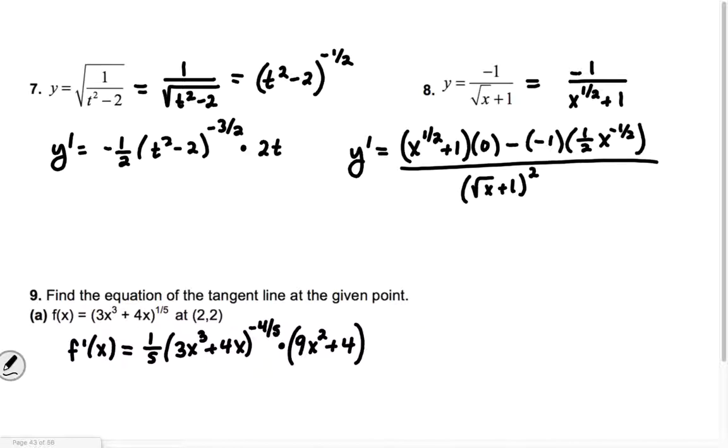So the next one. So I have f prime of, so I want to find my slope. So I'm going to plug in the x value I have, which is 2. So let's see. I get 1/5. I can probably use a calculator to help me on this. It's a little gross. So 3 times 8, so 24 plus 8 to the negative 4/5 times 36 plus 4 is 40.